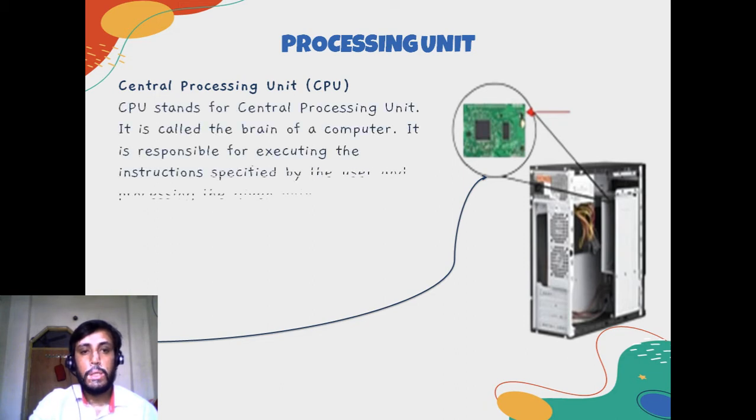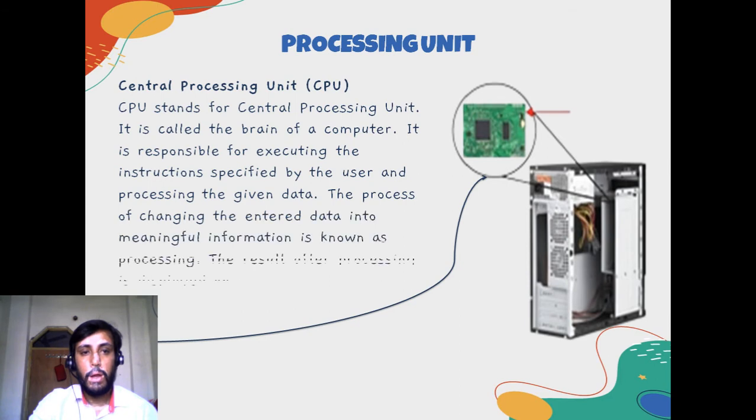CPU stands for Central Processing Unit. It is called the brain of a computer, just like a human being. It is responsible for executing the instructions specified by the user and processing the given data. The process of changing the entered data into meaningful information is known as processing. The result after processing is displayed on output devices such as a monitor.